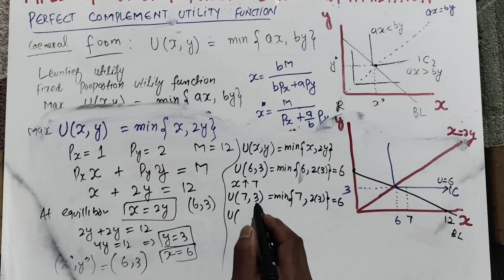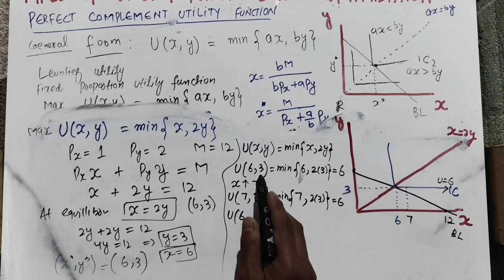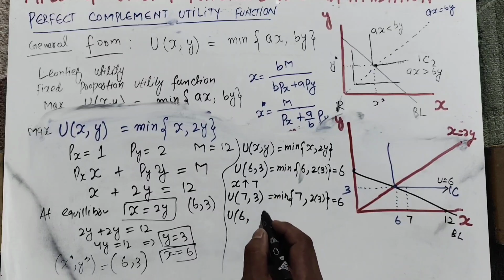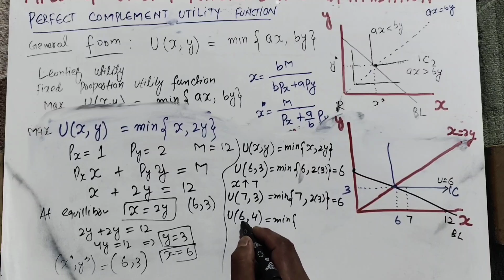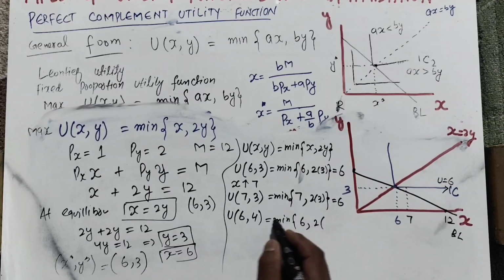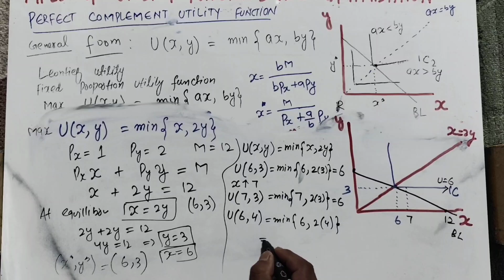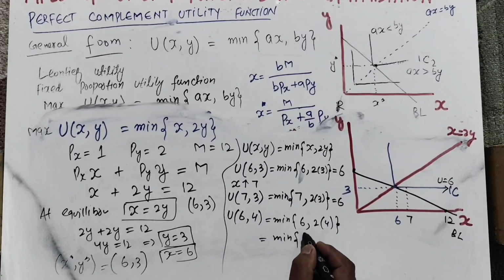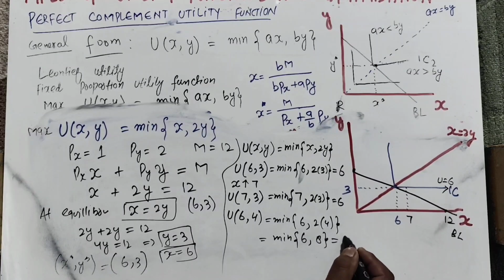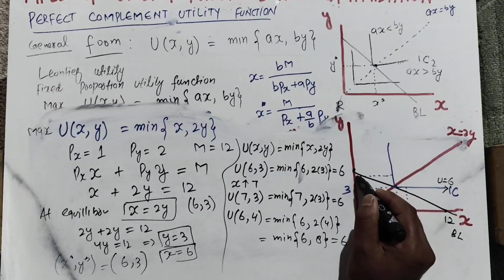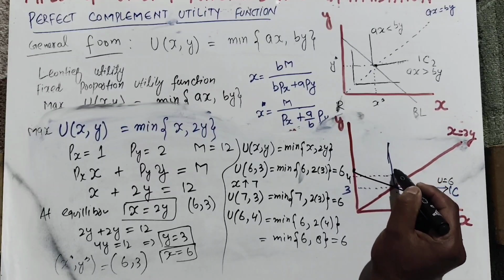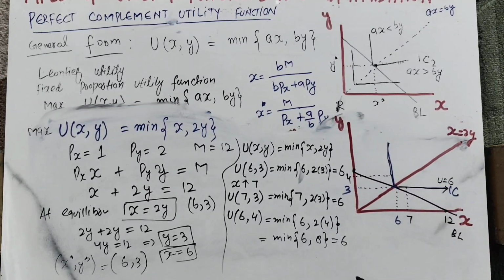Likewise, if I increase, so I take these 6 units of x. If I increase units of y from 3 to 4, so let us see. So we have minimum of x is 6, so we have 2 into y is 4 this time. So here you can see minimum of 6 and 8 is again 6. So I am at this point. Let us suppose it is 4. Again I am on the same indifference curve. Okay, so my utility does not increase.